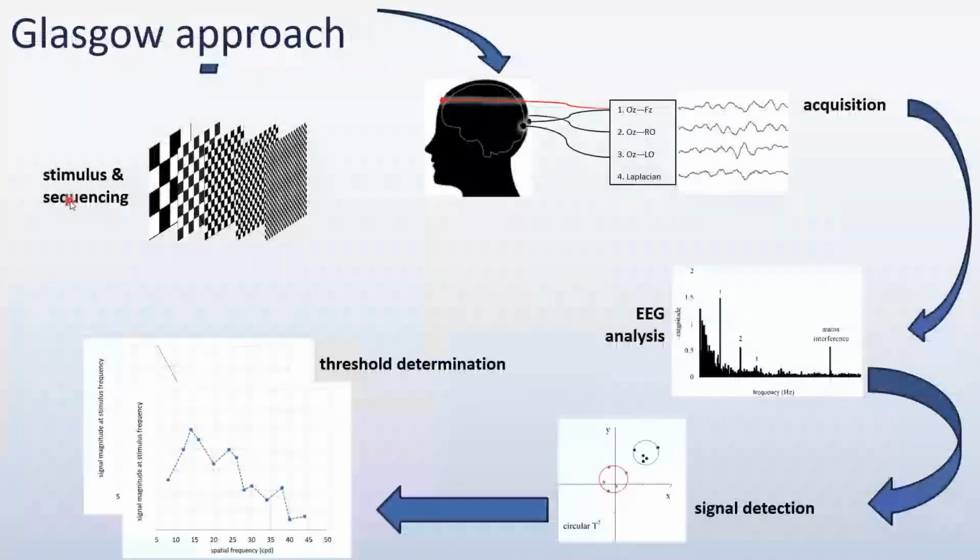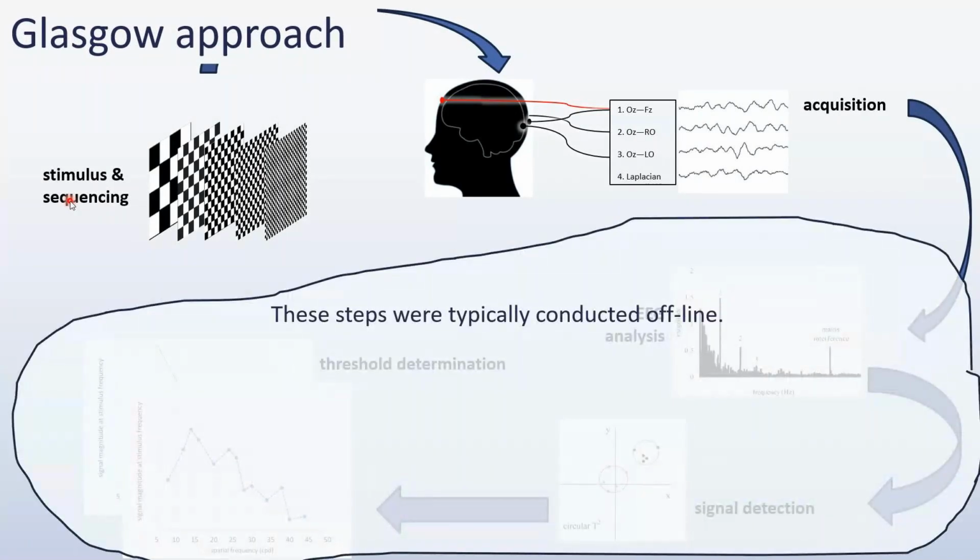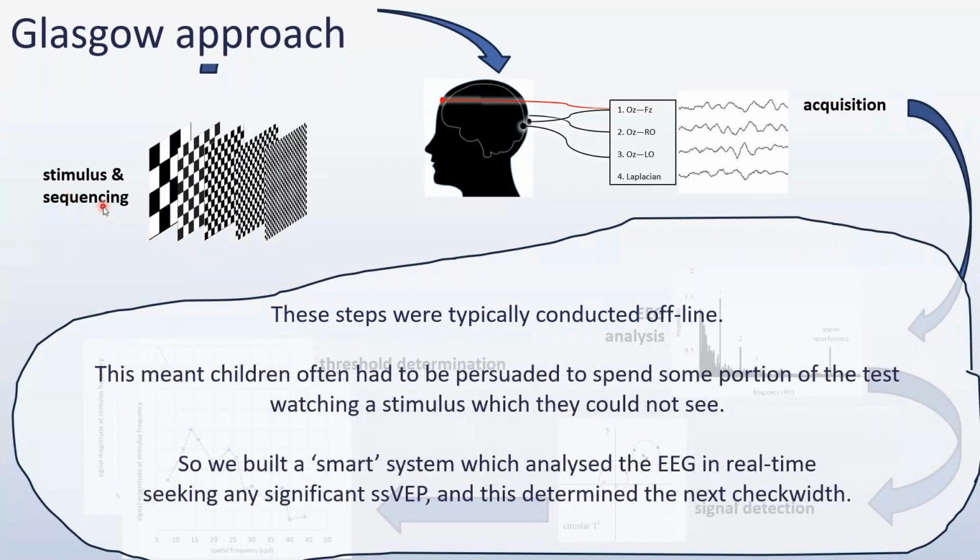Now, going back to the system which we developed, we had noticed that existing systems typically used a fixed set of stimuli, all presented for a fixed amount of time, and all the analyses were conducted later offline. And as I noted before, using a fixed number of stimuli for a fixed amount of time meant children often had to be persuaded to spend some portion of the test watching a stimulus which they couldn't see. It was below their perceptual threshold.